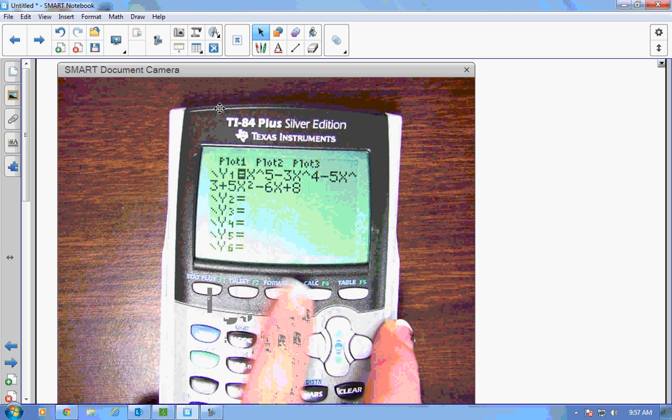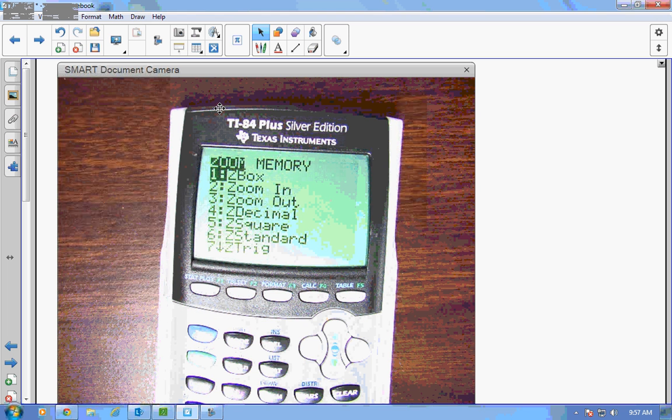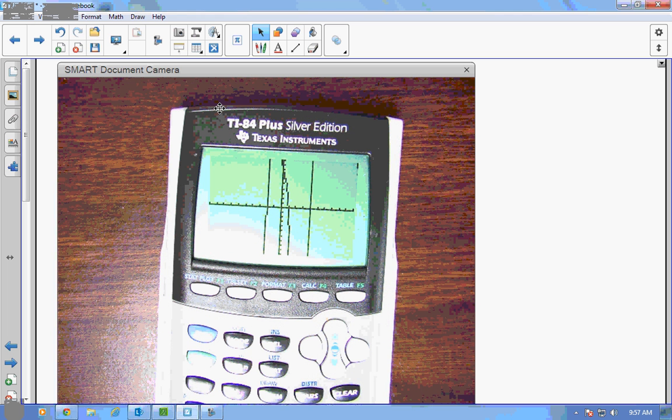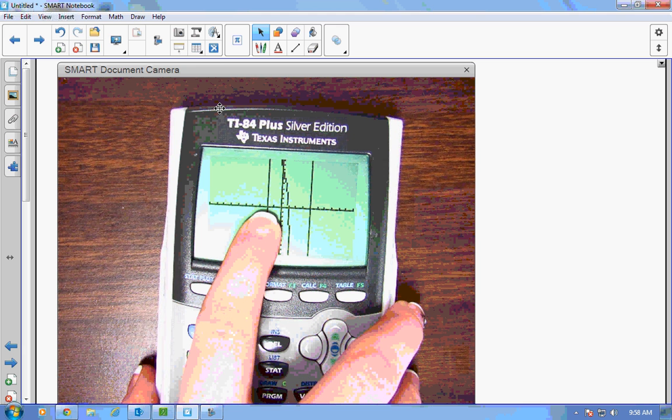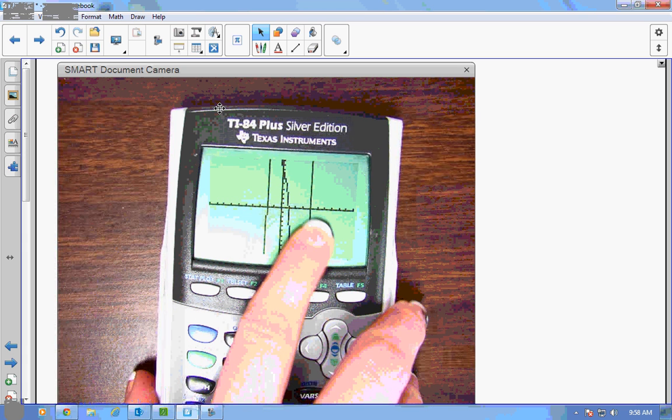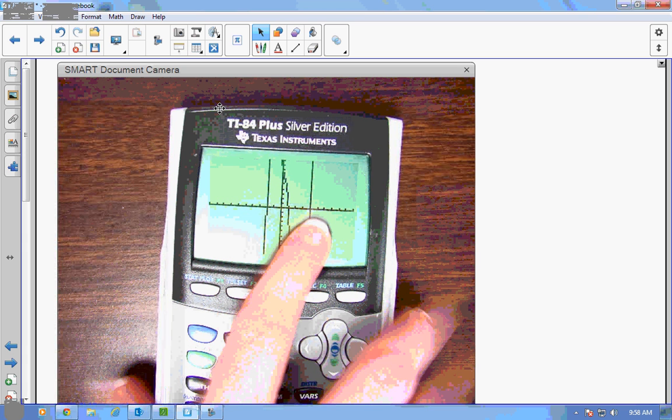Now, let's make sure everyone's windows are the same. I'm going to go to Zoom Standard, number 6. And we're looking for what could potentially be a root. What does that one look like? Negative 2. What does that one look like? 1. And what does that one look like? 4. So we're going to try those ones.